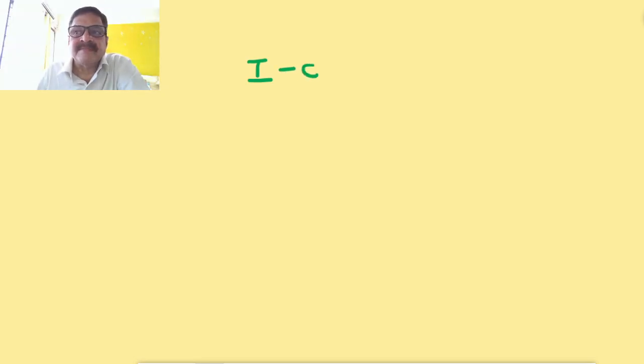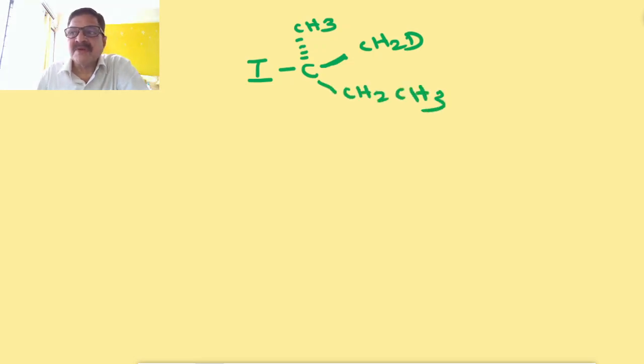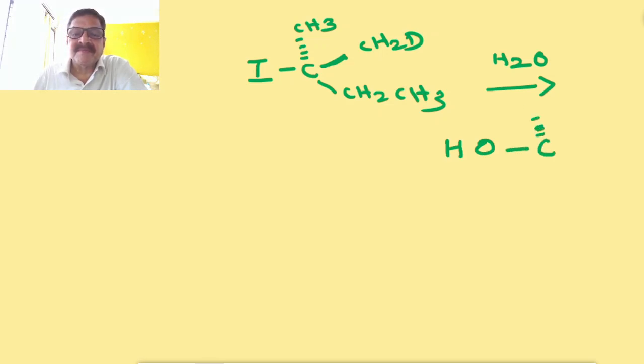Say for example, iodine. Now we have say CH3 here, then we can have say CH2D. Correct. Then we can have CH2CH3, something like this, some compound here. So if it is reacting with a neutral nucleophile, water here, the iodine will be replaced by the OH group here. Straight away we can write, this is OH here. So this will be C. Rest everything is the same here. And plus HI.